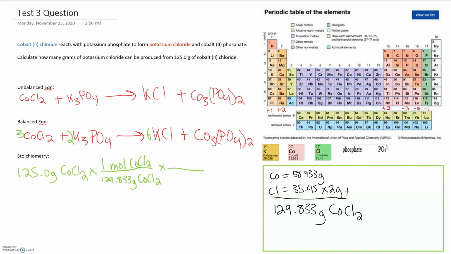You now need to multiply by the mole ratio. The mole ratio is always written as the given on the denominator and what you're looking for in the numerator. In this case, we're given our 1 mole of cobalt-2 chloride, and we're looking for potassium chloride. When we go to our balanced equation, potassium chloride has a ratio of 6:1 moles.